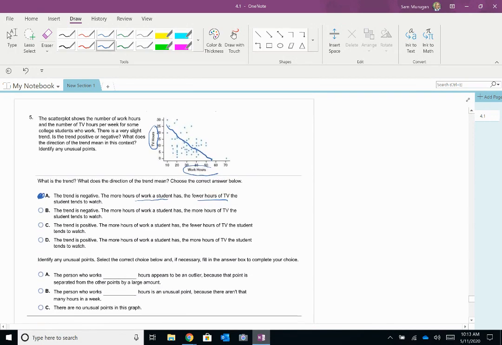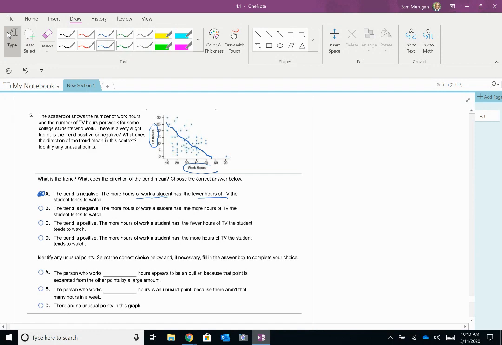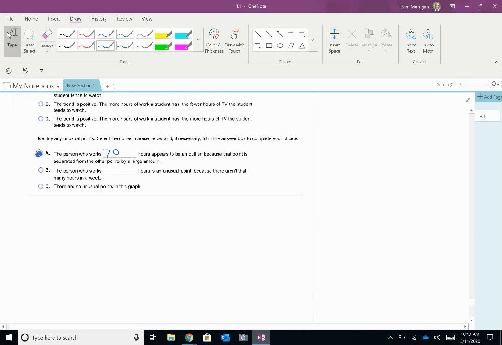Now, continuing, it says to identify any unusual points. Here is an unusual point, 70. Select the correct choice below, and if necessary, fill in the answer. So the person who works 70 hours appears to be an outlier because that point is obviously separated from the other points on the graph. So I will go with this here, 70. See how simple this is?